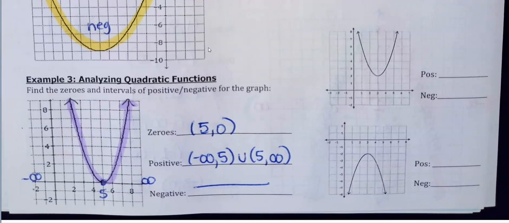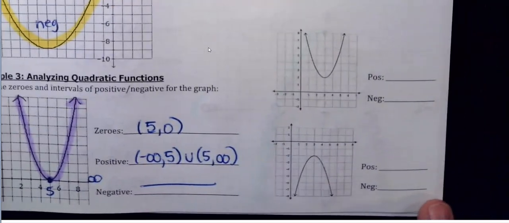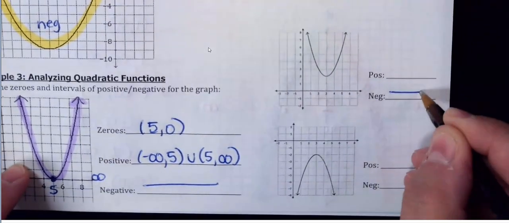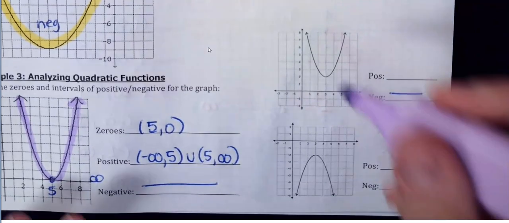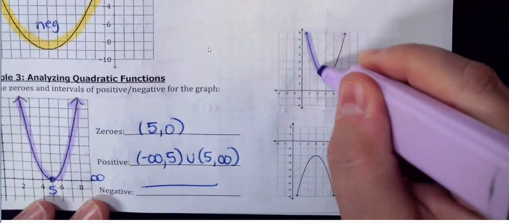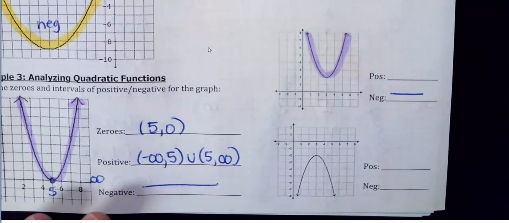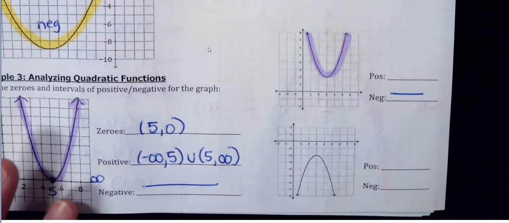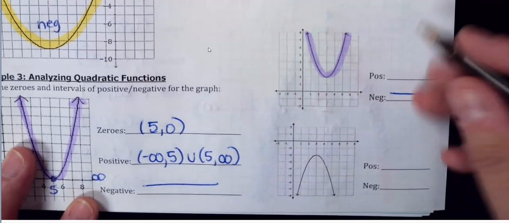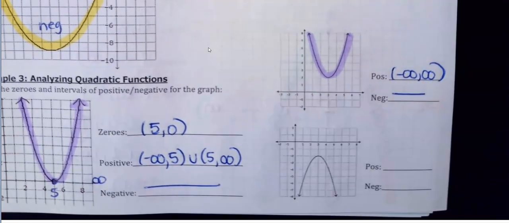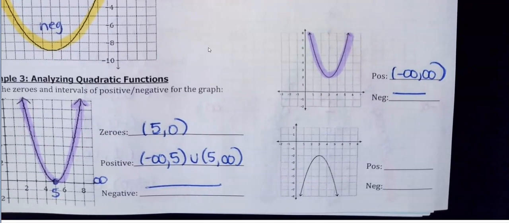because the entire graph is not positive. Now, that is not the case for these two on the side. If you look at these two on the side, this graph never dips below the x-axis. This graph doesn't even touch the x-axis. It doesn't have any zeros. So if you don't have any zeros, your entire interval is either going to be positive or negative. So I never touch the x-axis. The entire graph, from negative infinity to infinity, the whole thing would be positive.